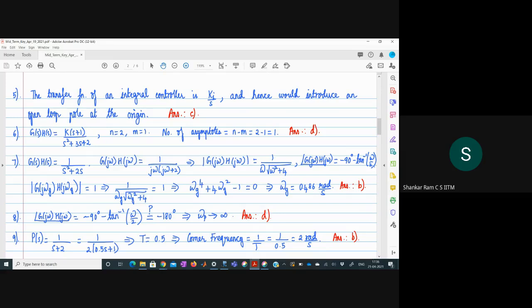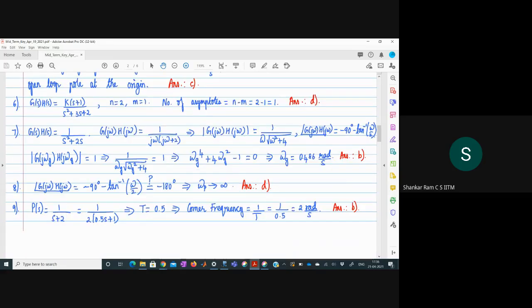And for the same open loop transfer function, the phase crossover frequency is infinity, because the phase of the open loop transfer function is minus 90 degrees minus tan inverse of 0.5 omega, and we can observe that this will tend to minus 180 degrees only when omega tends to infinity. So that's why the phase crossover frequency tends to infinity for this. Okay, going on to question number 9.